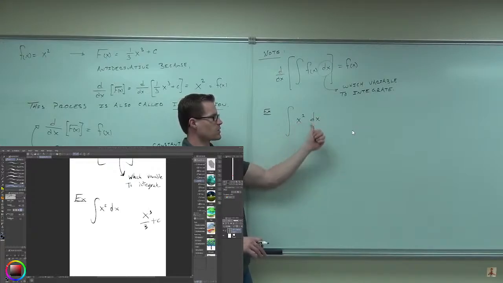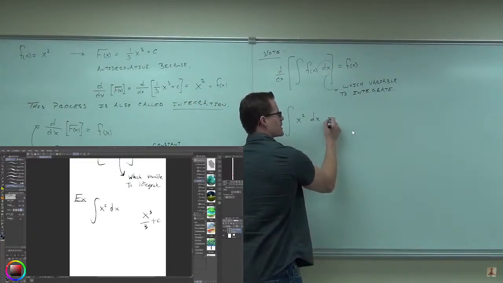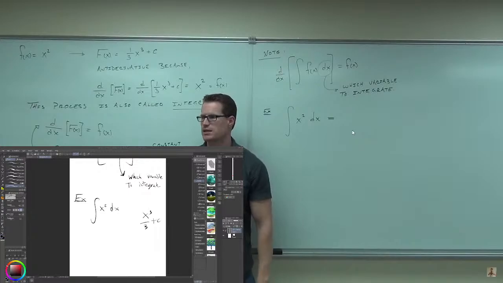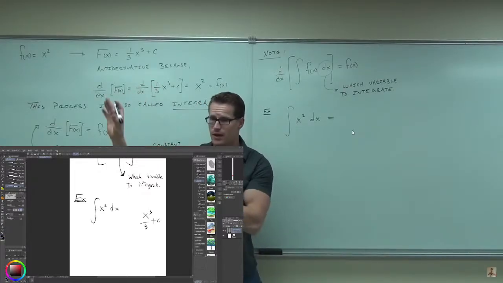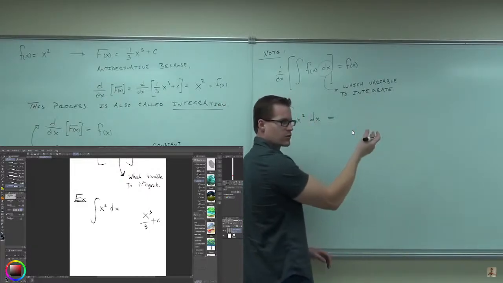So all we're doing in the integral of x squared dx is finding the antiderivative of x squared. What's the antiderivative of x squared? You actually already have that. Yeah, that's the 1/3, or x cubed over 3 is fine.